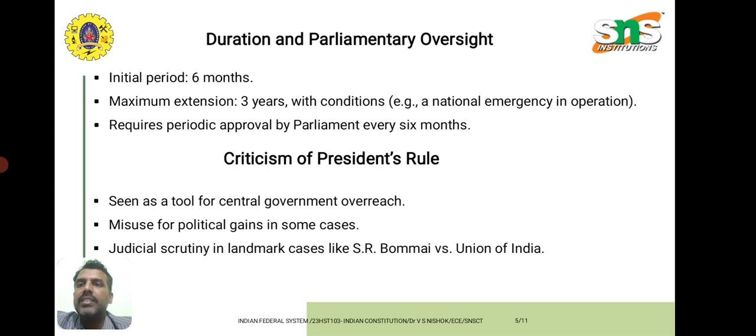Criticism of President's Rule. Seen as a tool for central government overreach. So these are some of the points that criticize President's Rule. Misuse for political gains in some cases. Judicial scrutiny in landmark cases like S.R. Bommai vs. Union Government of India.